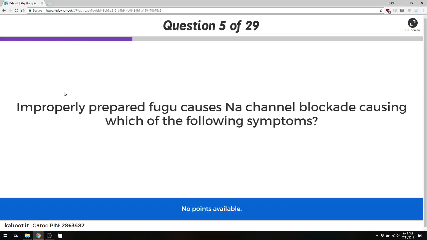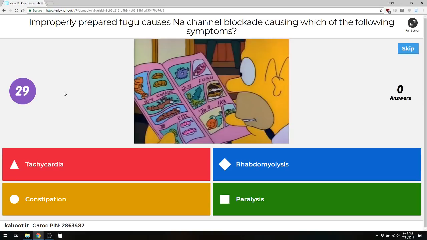Improperly prepared fugu causes sodium channel blockade, causing which of the following symptoms? Fugu is another name for the pufferfish. It's a delicacy, but it blocks sodium channels and can cause which symptoms? Tachycardia, constipation, rhabdomyolysis, or paralysis. This is for no points. This is just to illustrate.